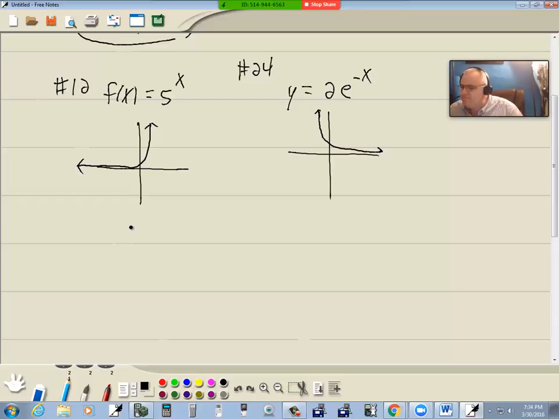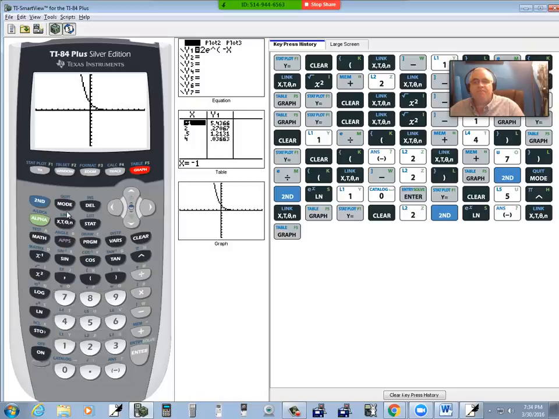And one more. Number 34. This one's got something unique about it. We got f of x is equal to 2 to the (x minus 1) power minus 3. Now the trick here is anytime you have more than a single number or a single variable in your exponent, you want to put parentheses around it. So when I plug this in, I want to put parentheses around the x minus 1. Other than that, you enter it as you see it.